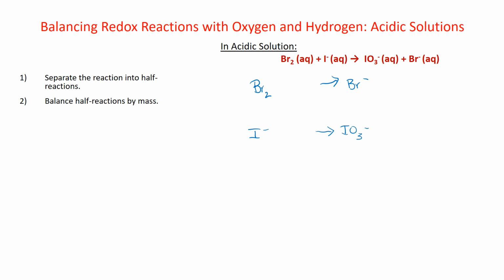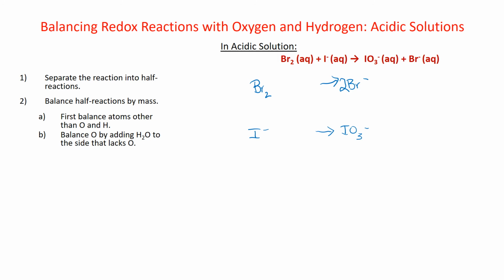Okay, next, we're going to balance these half reactions by mass. And we'll start with anything that is not oxygen or hydrogen. So in the first half reaction, I have bromine. I've got 2 on the left-hand side. I need to raise the right-hand side up to 2. So I'm going to add a coefficient of 2 right in front of that bromide ion. In the second half reaction, I have iodine and oxygen. So for the iodine, I've got 1 on the left and 1 on the right. So that is already mass balanced. Now we've done everything except that oxygen, so we can move on to the next step.